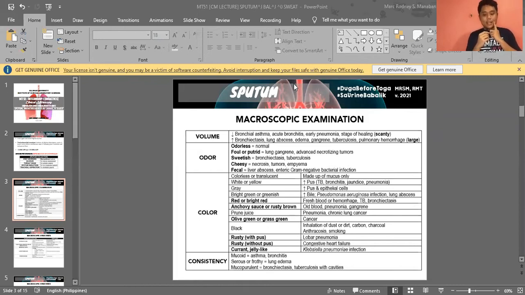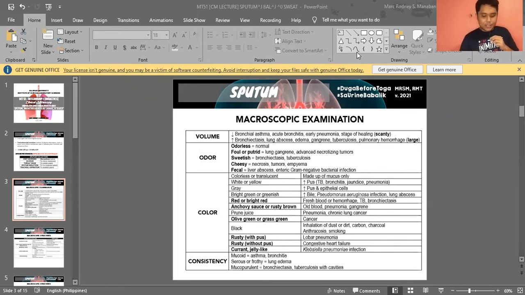For odor, normal is odorless. Foul or putrid, it's indicative of gangrene and tumors. Sweetish, bronchiectasis, TB. Cheesy, yes. It smells like cheese, no, necrosis, tumors, and empyema. And fecal, kung liver abscess, and enteric gram-negative bacterial infection. All right, so that's for odor of sputum.